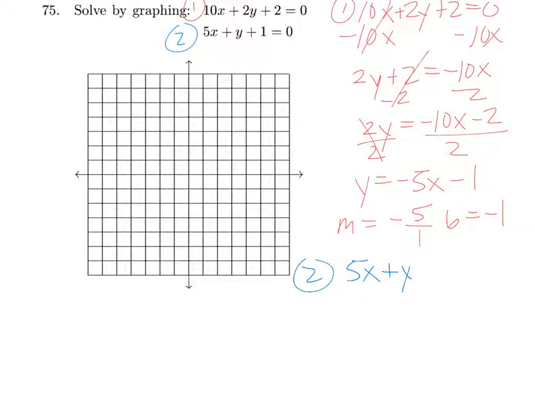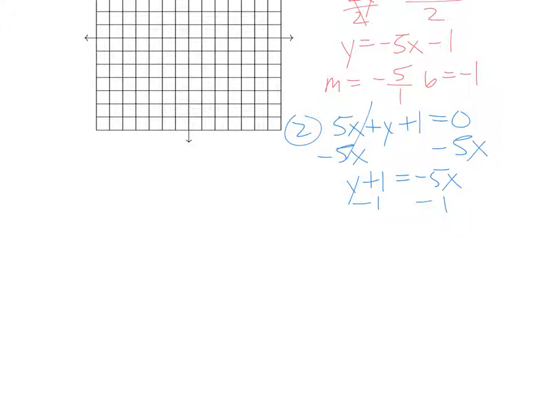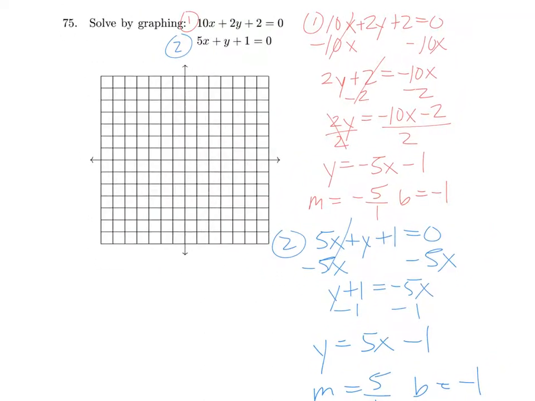All right, for the second equation, 5x plus y plus 1 equals 0. All right, subtract 5x. Y plus 1 is equal to negative 5x. Subtract 1. Y is equal to 5x minus 1. Slope is 5 over 1. Y-intercept, negative 1. All right, let's graph these equations.